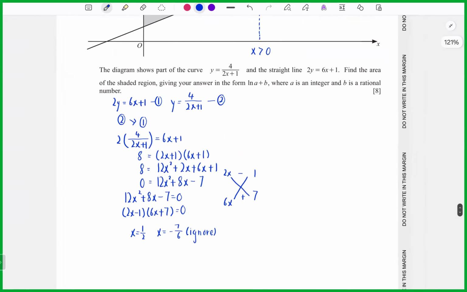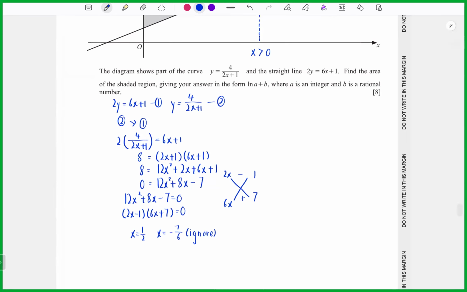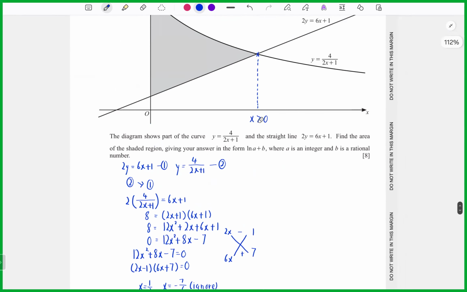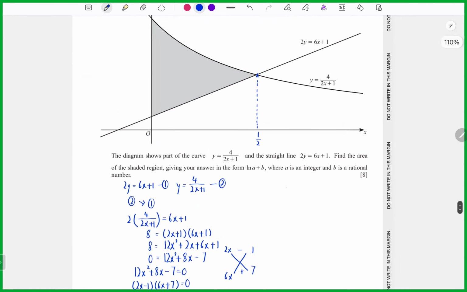Okay, so let's try to find the y value. So here x is 1 over 2, right? So let's find the y coordinate. 4 over 2 times 1 over 2 plus 1. Cancel, cancel. So 4 over 2, okay, you will get y equals 2. So the coordinate of the point of intersection is 1 over 2, 2.